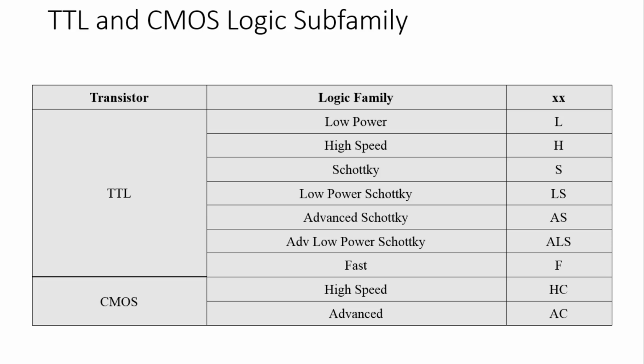Next is CMOS. CMOS has two families, high speed and advanced. High speed is denoted symbolically by HC and advanced by AC.